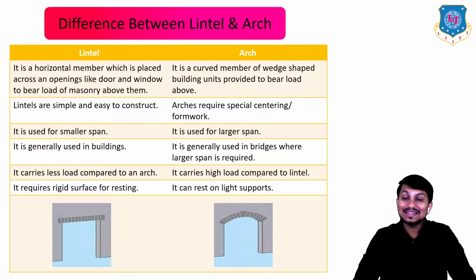Second, lintels are simple and easy to construct, while an arch requires special centering and formwork. Lintel is used for smaller spans, while an arch can be used for larger spans. Lintel is generally used in a number of types of buildings, while an arch is generally used in bridges where a large span is required. A lintel carries less load compared to an arch, while an arch carries high load compared to a lintel. A lintel requires a rigid surface for resting, while an arch can rest on light supports also.